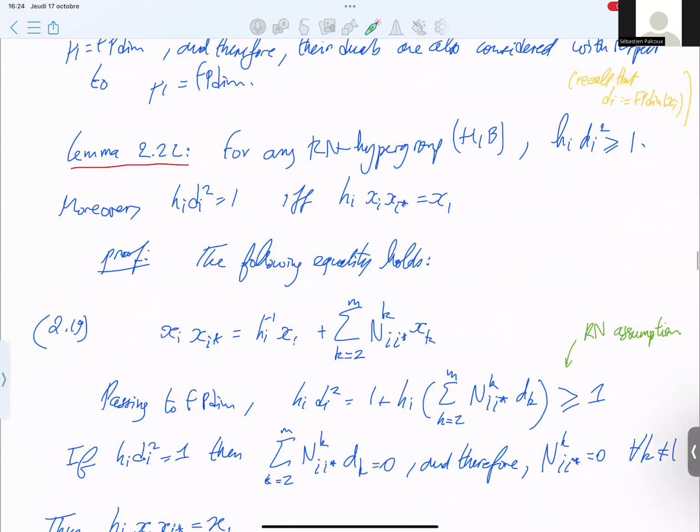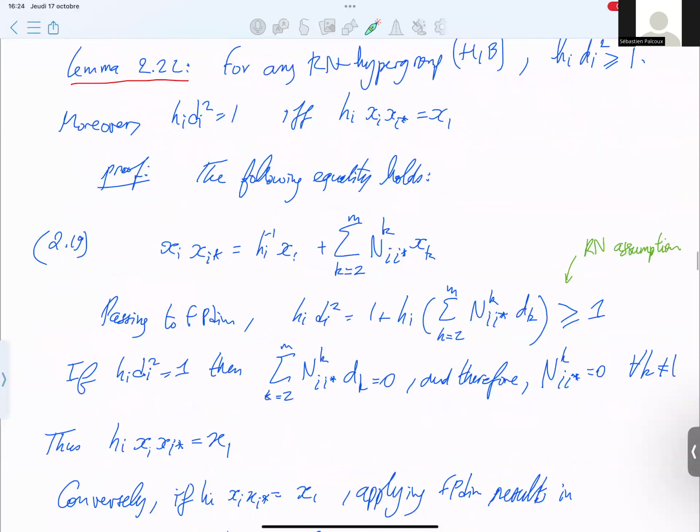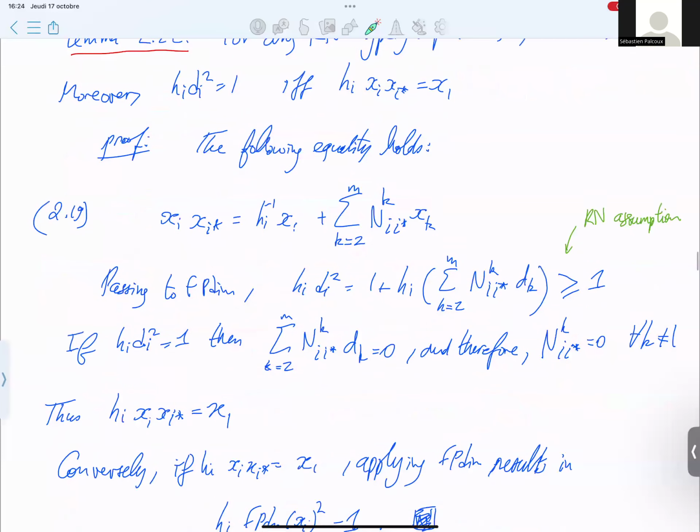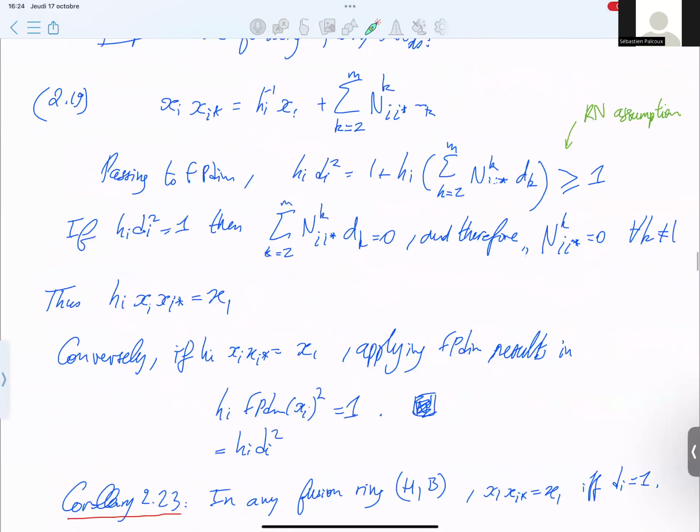Okay, so the proof. You first need to show the positivity. So you decompose that, but you focus on the unit here. You apply the Frobenius-Perron dimension.